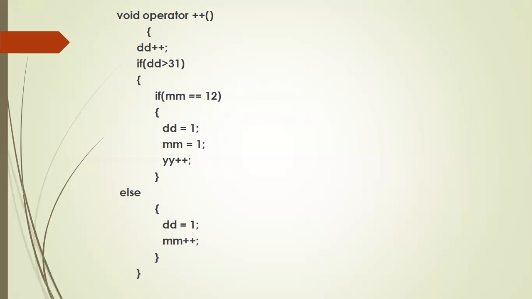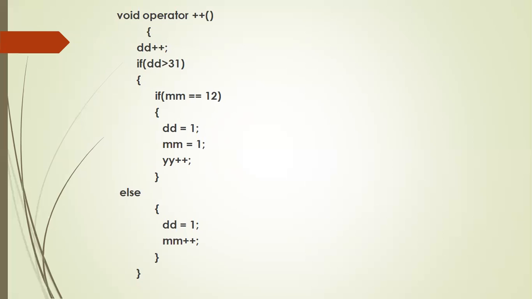Suppose you take one example. The given date is 31/12/2020. The moment you write dd plus plus, the dd value becomes 32/12/2020. So you check whether the date value is greater than 31. Yes, after incrementing from 31, the date value will become 32. That is true. So in the nested statement, is the month 12? Yes. So the date has already incremented and it has become 32, and the month is 12 only.